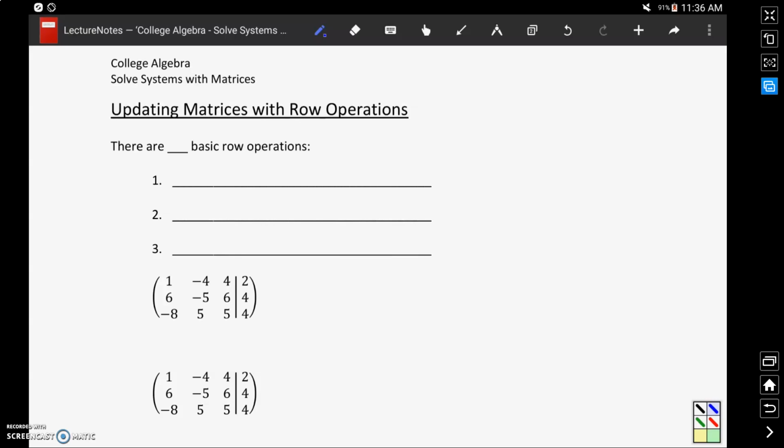Once we know how to convert a system of equations into an augmented matrix, the next thing to do is to look at understanding the three basic row operations that we can apply to manipulate and work with matrices. The first is that we can interchange two rows.